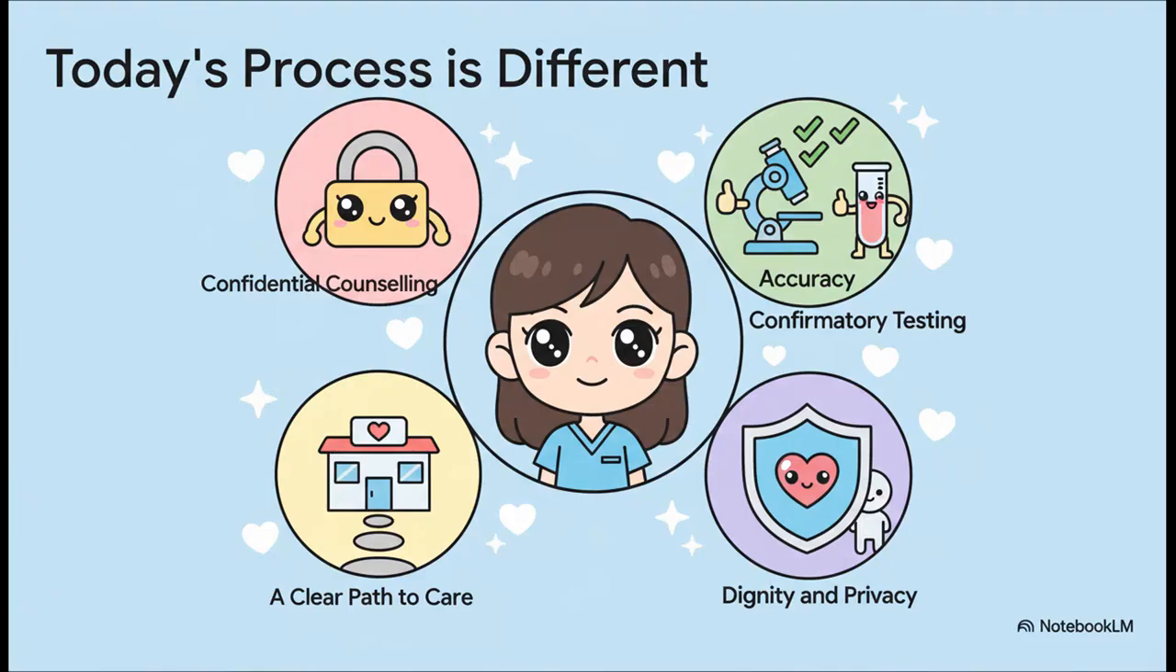And this is exactly why today's algorithms are so powerful. Sizwe's story is one of public fear and shame. The process today is built on the complete opposite of that. It's about confidential, one-on-one counseling, double-checking results to be absolutely sure, and having a clear, supportive plan for what comes next. It's all about prioritizing a person's dignity and privacy.